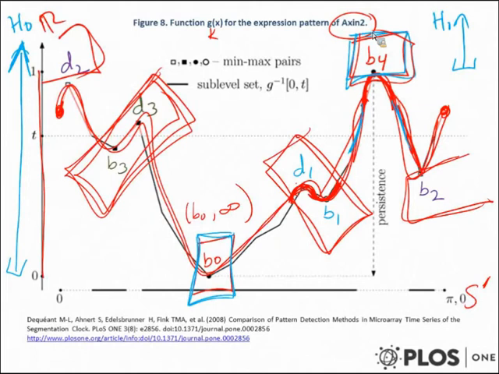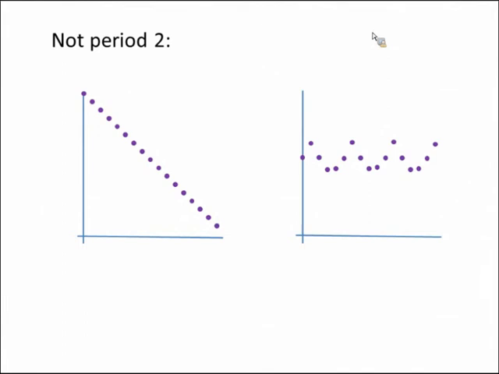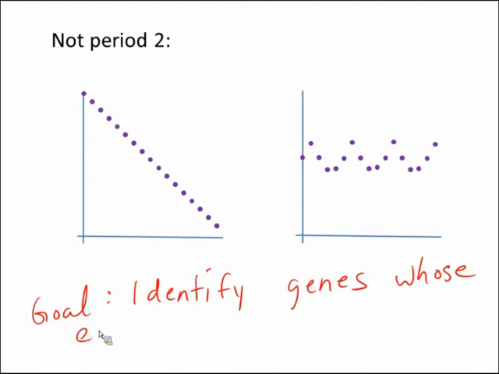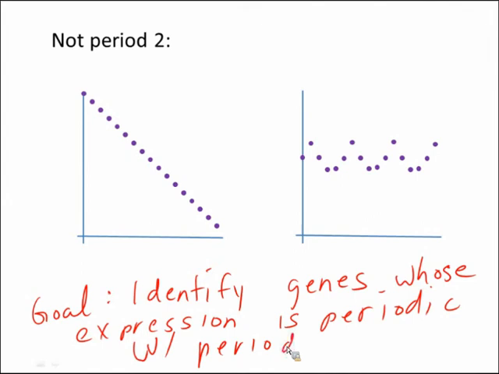Well, remember, we want to determine genes that have the same period as somite development. So our goal, remember, was to identify genes whose expression is periodic with a specific period. We're looking for a period of approximately 2 hours.